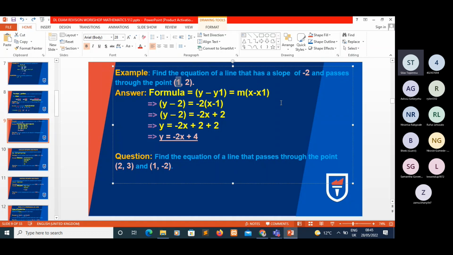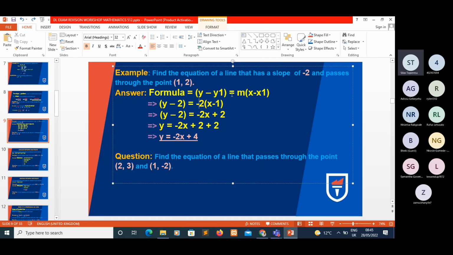So when you are given a point and a slope, you should use this equation to get the equation of your line, your linear equation, from that point and the slope that you are given in your question. So it's actually simple. So how do you solve it after you substitute the values? Here, I put my 2 in place of y1, which is this 2.